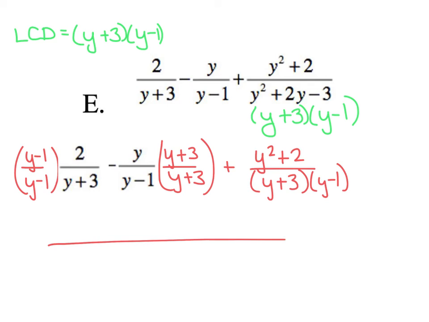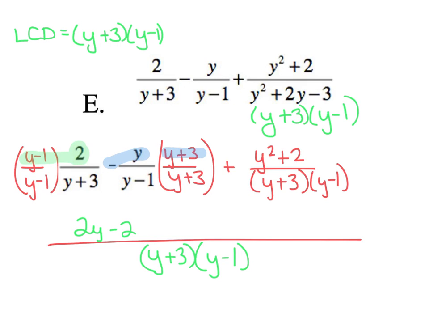Okay, so I'm going to do the multiplication. So I'm going to begin by taking this 2 times y minus 1, which would be 2y minus 2. Again, just recopy my denominator quickly, y plus 3 and y minus 1. Next, I am going to take negative y times y plus 3, which would be negative y squared minus 3y. And lastly, I'm just going to recopy the plus y squared plus 2.